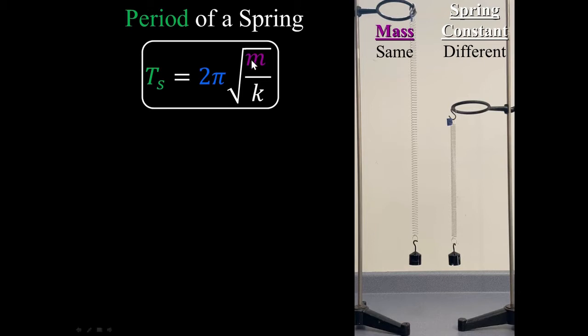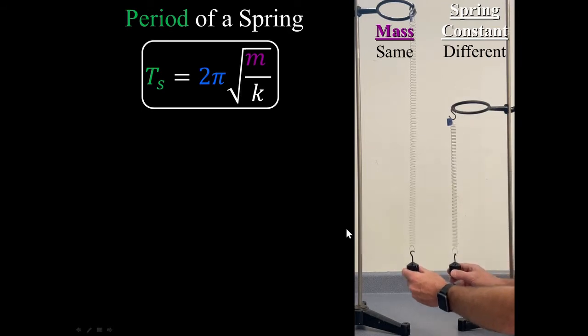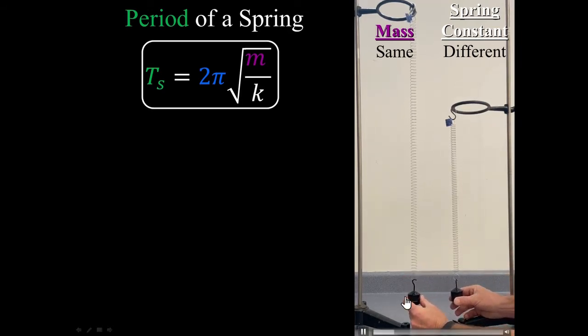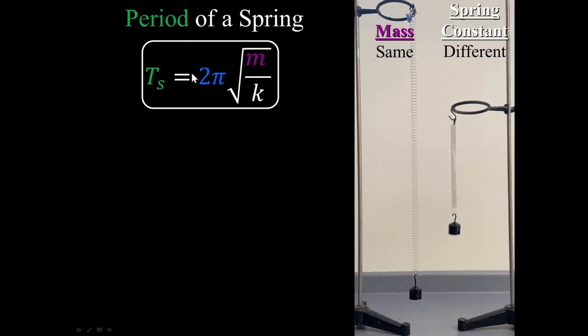Well, they had the same mass, but the one with the smaller spring constant is in the denominator. The one with the smaller spring constant would have a bigger period. This was the smaller spring constant, and so we pull them down like this. It's going to take longer for this one to go back and forth. And indeed it does.